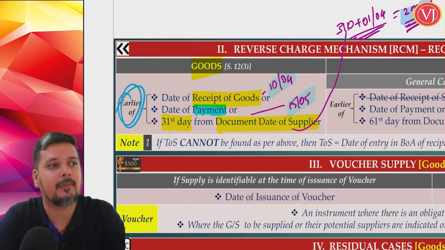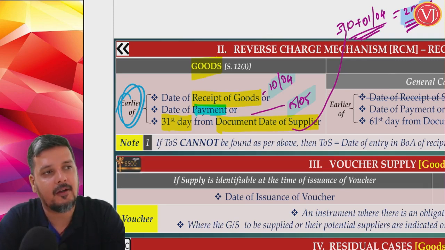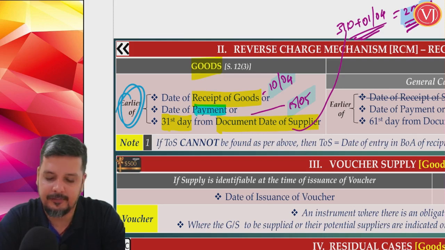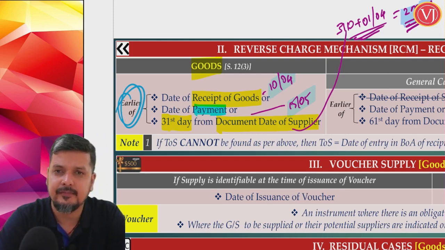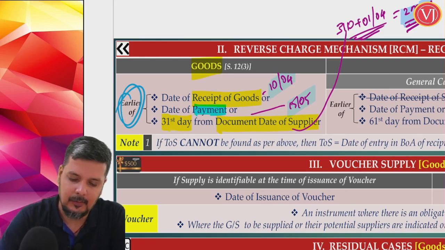If I tell you the time of supply is in the month of April, what is the due date of payment? The time of supply is 10th of April. What is the due date of payment? On or before 20th of May. Clear?